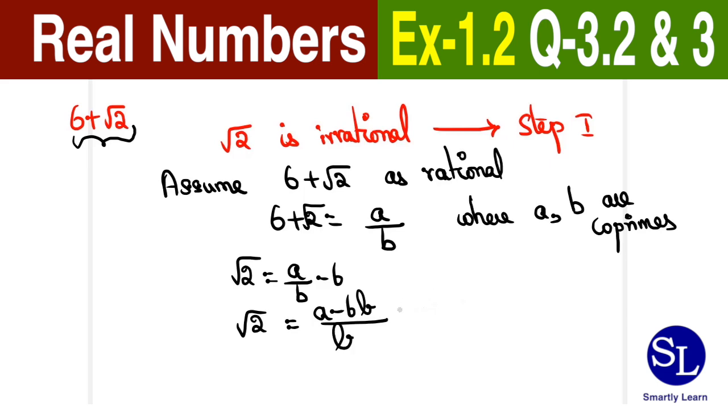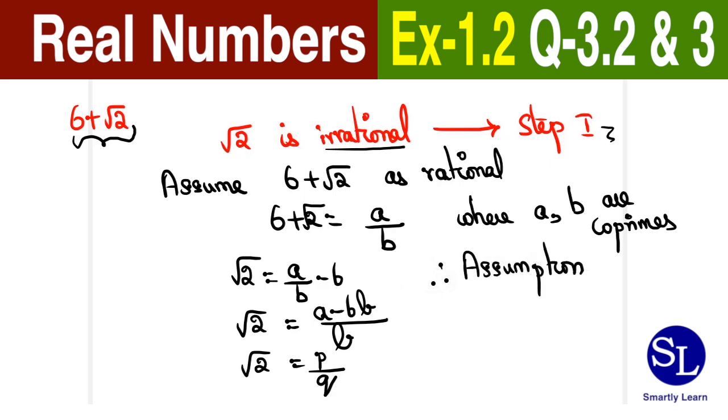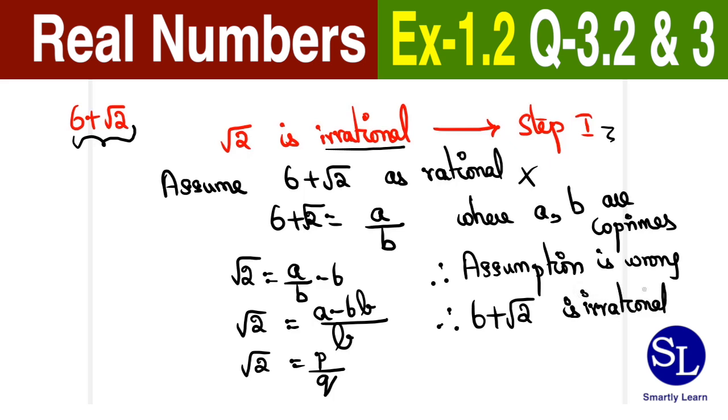So I can simply say that root 2 can be rearranged and written as P by Q. But in the first step, we just proved that root 2 is irrational. So the moment I say root 2 is irrational, I cannot express it as a fraction P by Q. Therefore, the assumption is wrong. What did we assume? We assumed that 6 plus root 2 is rational. So this assumption is wrong. Therefore, 6 plus root 2 is irrational. Hence proved. With this, we come to the end of numericals in lesson 1.